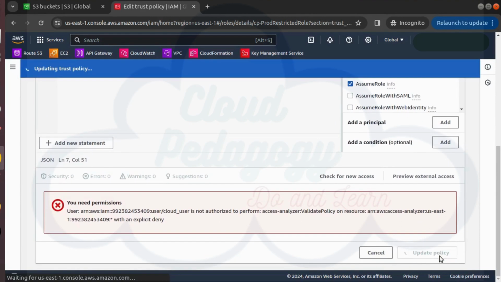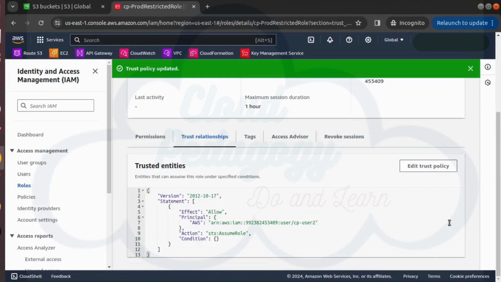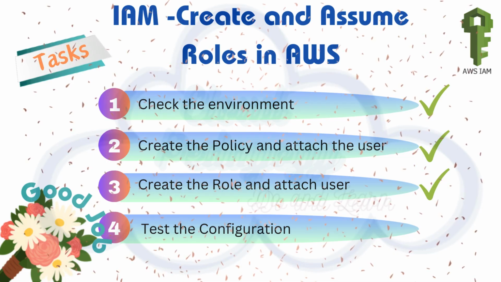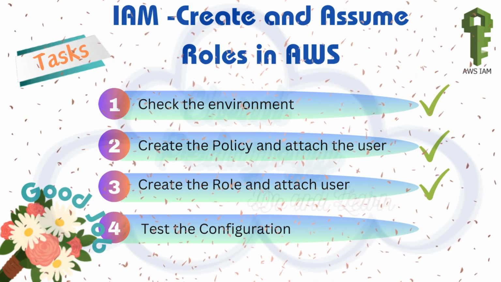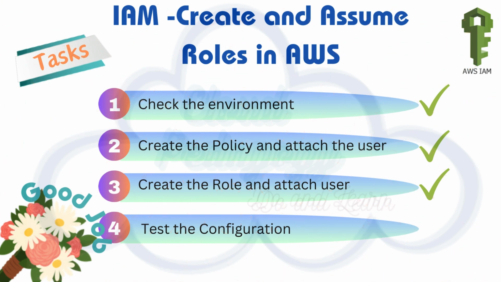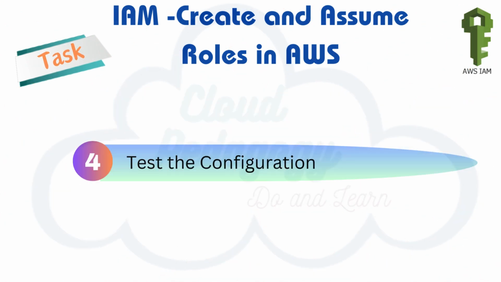Now CP user 2 has the ability to assume the role which has the policy linked to it, and thereby gaining access to S3 buckets. Good job! You have successfully created a role and attached that role to the user. In the final task, we are going to test our configurations of policies and roles.